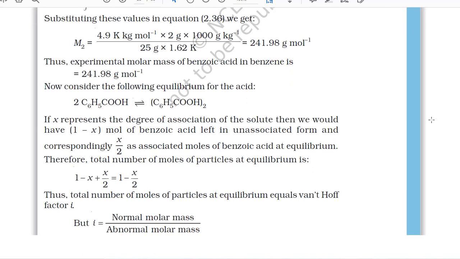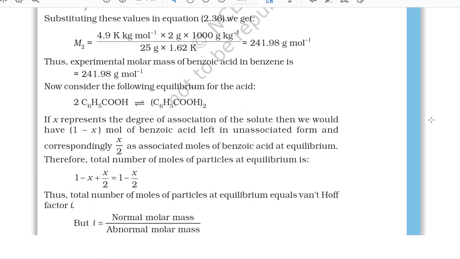Now consider the following equilibrium for the acid. 2C6H5COOH gives (C6H5COOH)2. If x represents the degree of association of the solute, then we would have 1 − x mole of benzoic acid left in unassociated form and correspondingly x/2 as associated moles of benzoic acid at equilibrium. Therefore, total number of moles of particles at equilibrium is 1 − x + x/2 = 1 − x/2.